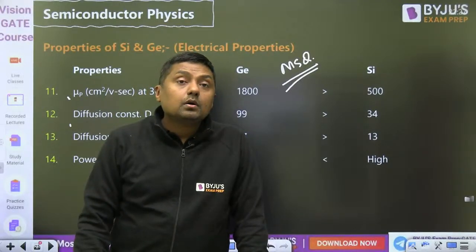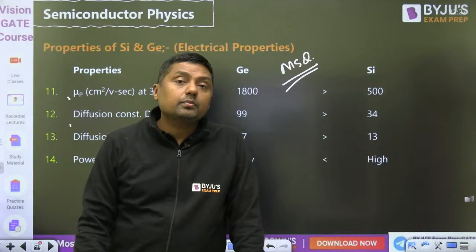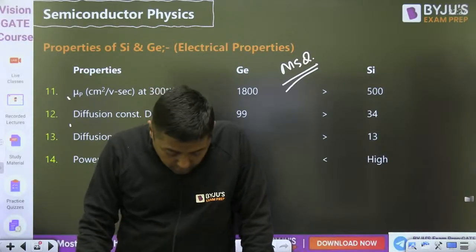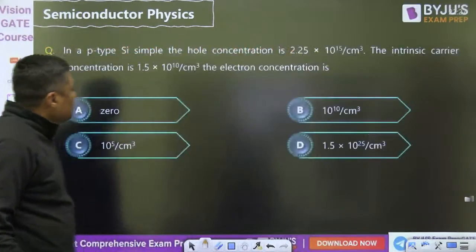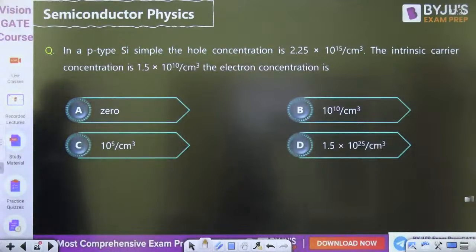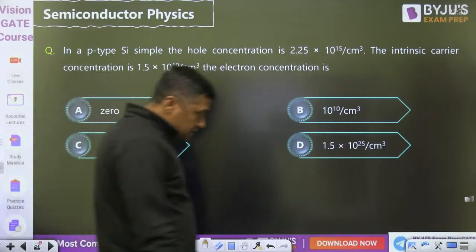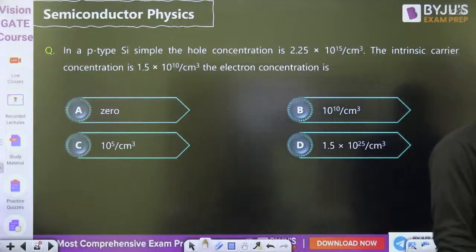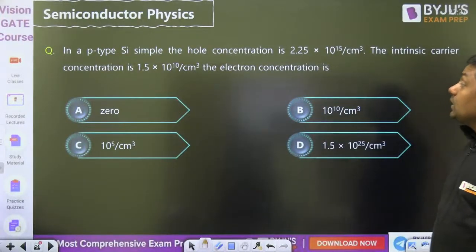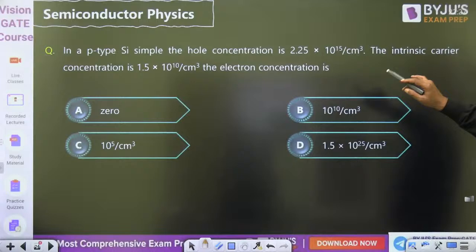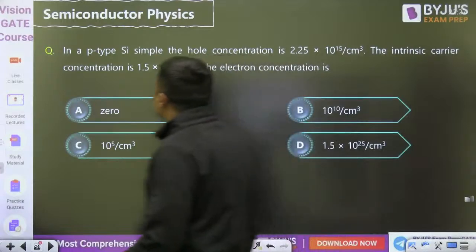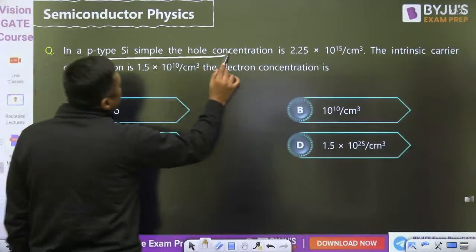Okay. How to determine the minimum conductivity or maximum resistance? Amrita Khanna, I am giving you the formula for that, but before that, tell me the answer for this one. How to find the sigma minimum? I'm going to give you the formula. In a p-type silicon sample, the hole concentration is given, the intrinsic carrier concentration, the electron concentration. Sometimes they will give this type of question, 1 mark question, very easy.